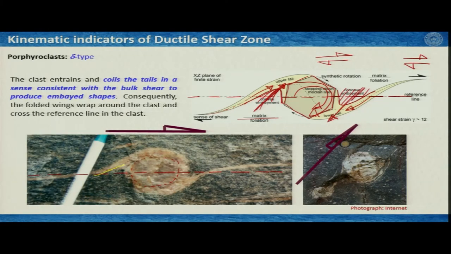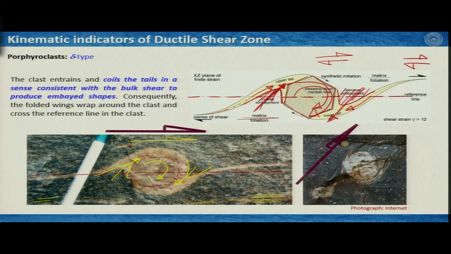You have the embayment here, the convex embayment and the concave embayment. So if you draw arrows this way, this gives you the sense of rotation first, and second, this also tells you, with respect to the foliation outside, which is not disturbed by the rotation of this, the sense of shear in this case is dextral.